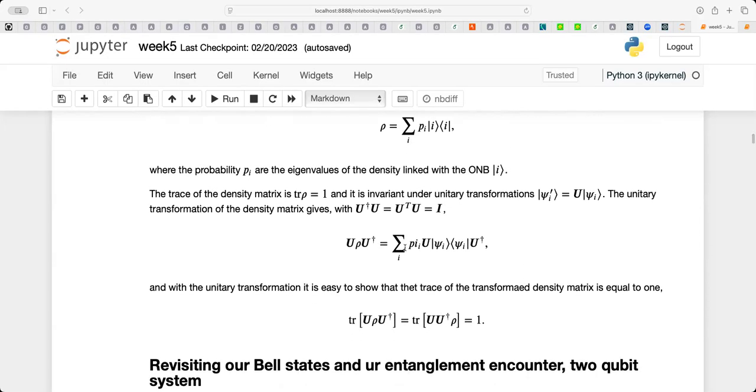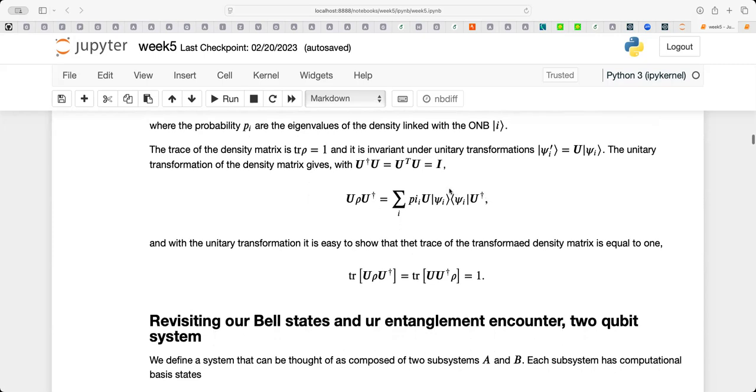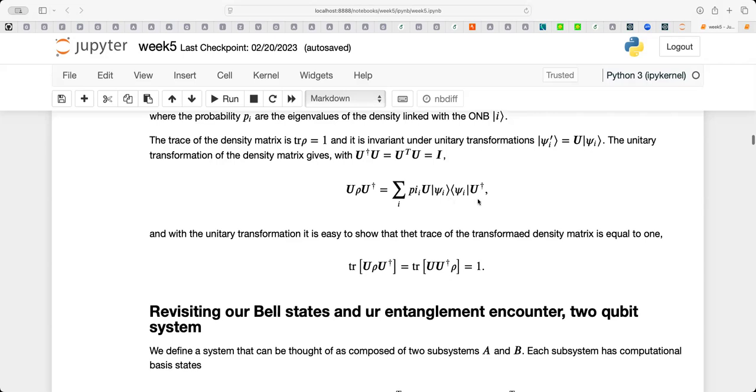The density matrix can be written out in terms of these probabilities, and these are the eigenvalues of the density matrix linked with one of these orthonormal basis states. These states can then be transformed by unitary transformations, and these are the gates which we are applying on the system. These unitary transformations obviously have to obey the requirements of unitary transformations. We can rewrite it like this, and it's easy to see that the trace of the transformed density matrix also has to be equal to 1 because the trace is cyclic.